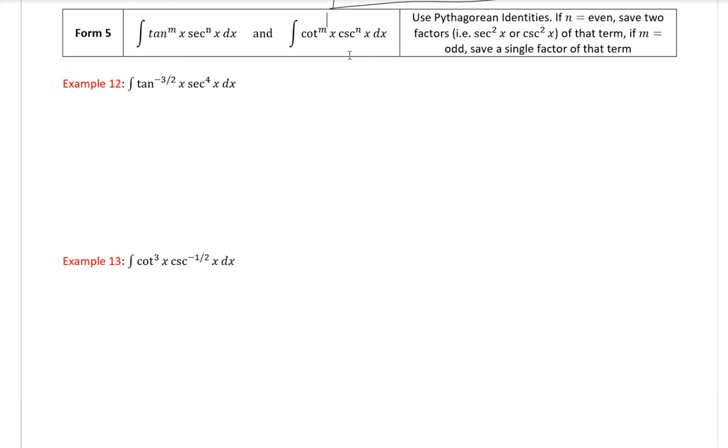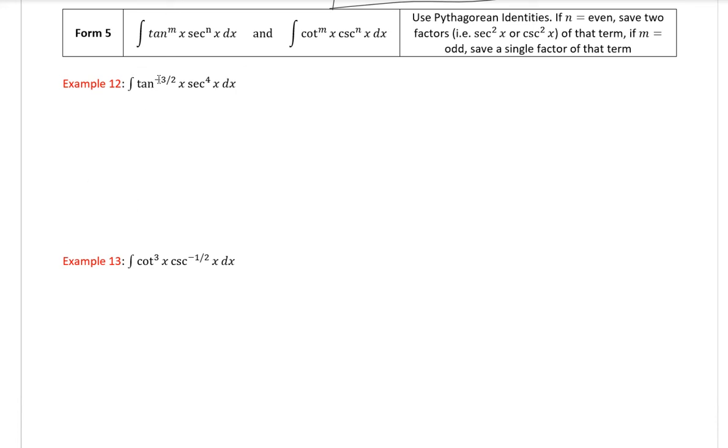If n is even, so that means if secant or cosecant have an even power, you want to save two factors of that. So you want to save secant squared or cosecant squared, because that will be your differential piece. If m is odd, so if tangent or cotangent is odd, you're actually going to save a single factor of that term, because that's going to help you solve the rest of the situation. So a little bit more of a case-by-case basis here. Let's see a couple examples.